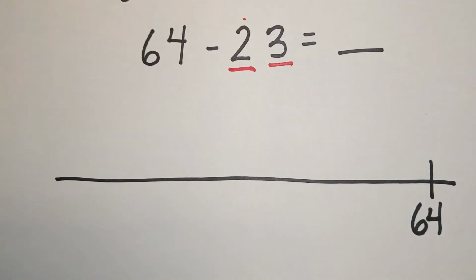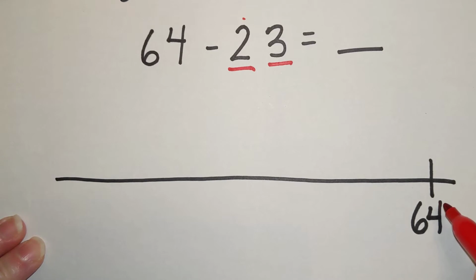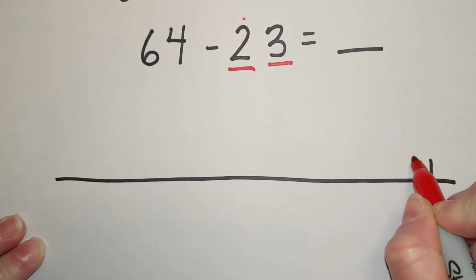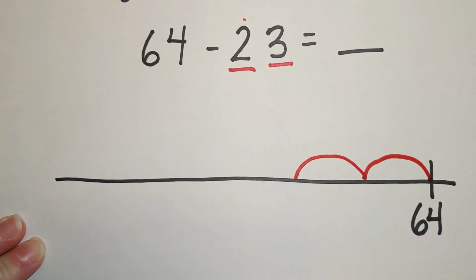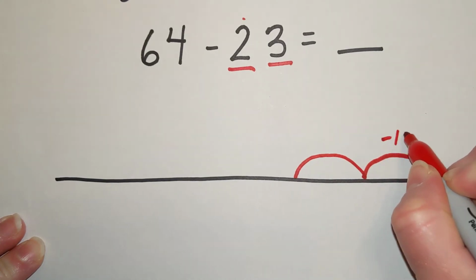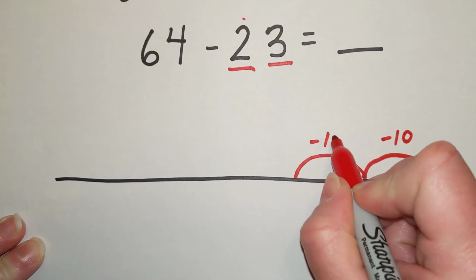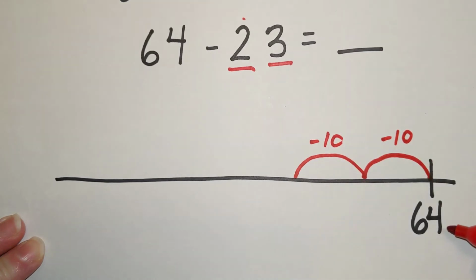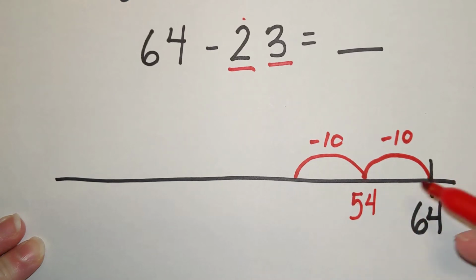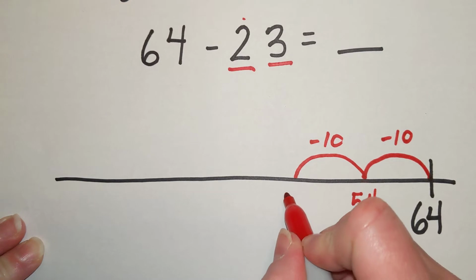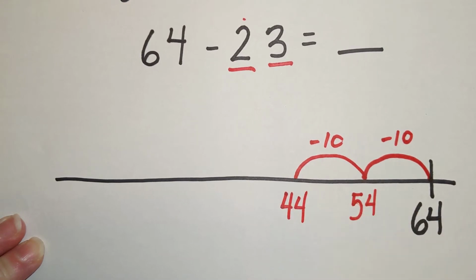So first I'm going to subtract the two tens. I'm going to start at my 64 and I'm going to take one jump and two jumps for my two tens. So that's minus 10 and minus 10. So I'm going to look at my 64. 64 take away 10 is 54. And 54 take away 10 is 44. So now I'm done with my two tens.